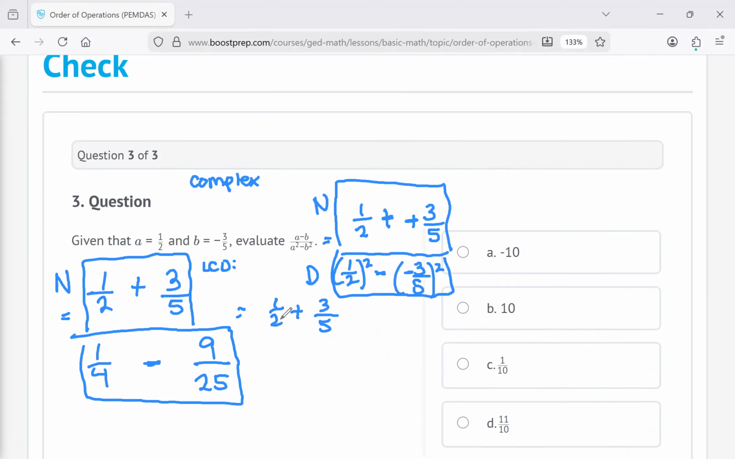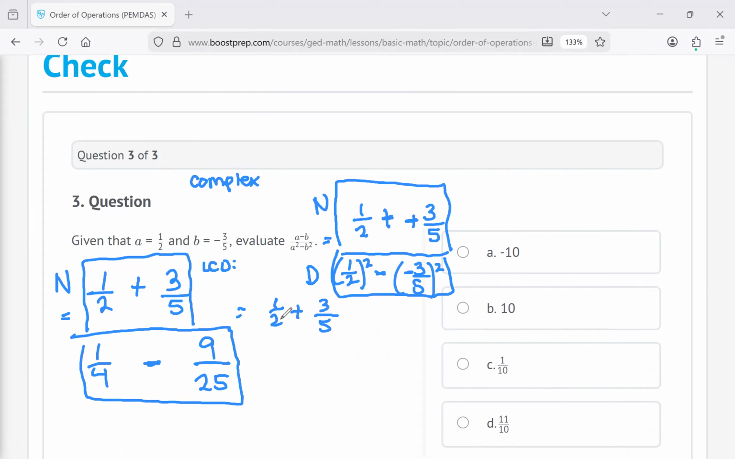What is my LCD? This time it's not prime. 4 can be broken down as 2 times 2, or 2 squared. 2 is prime, 2 is prime, so 2 times 2 is the same thing as 2 squared. The same thing with 25. It can be broken down as 5 times 5, or 5 squared.